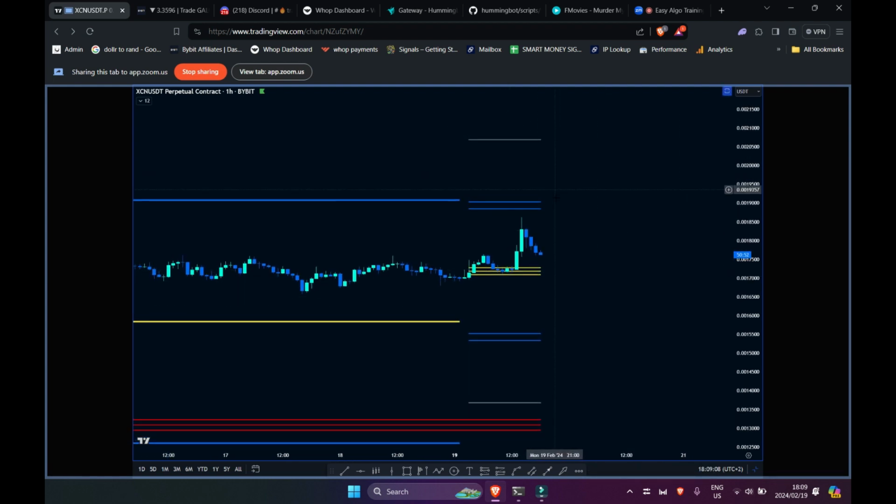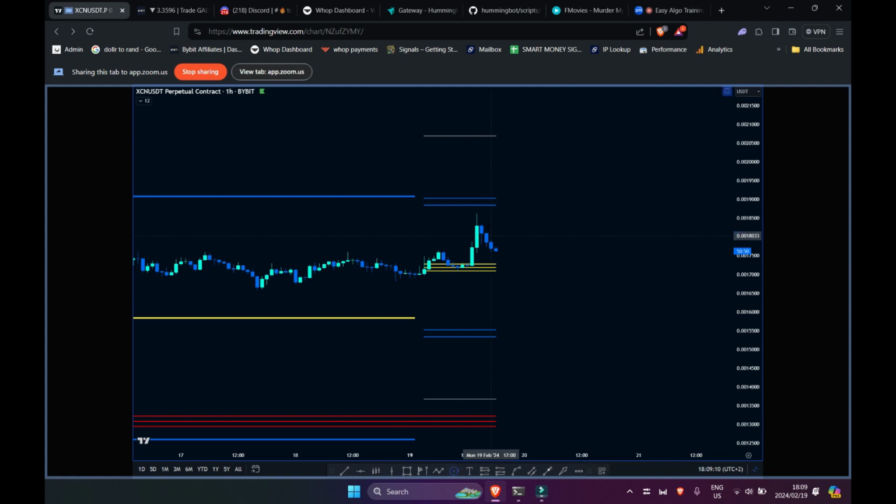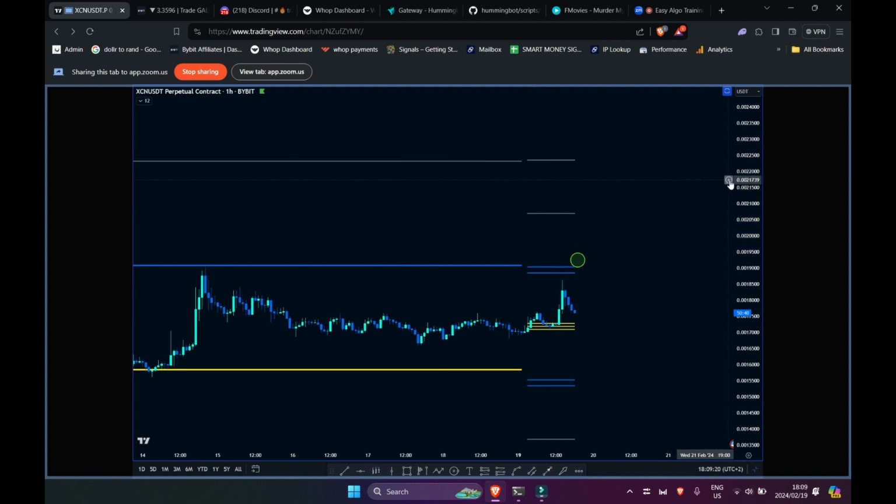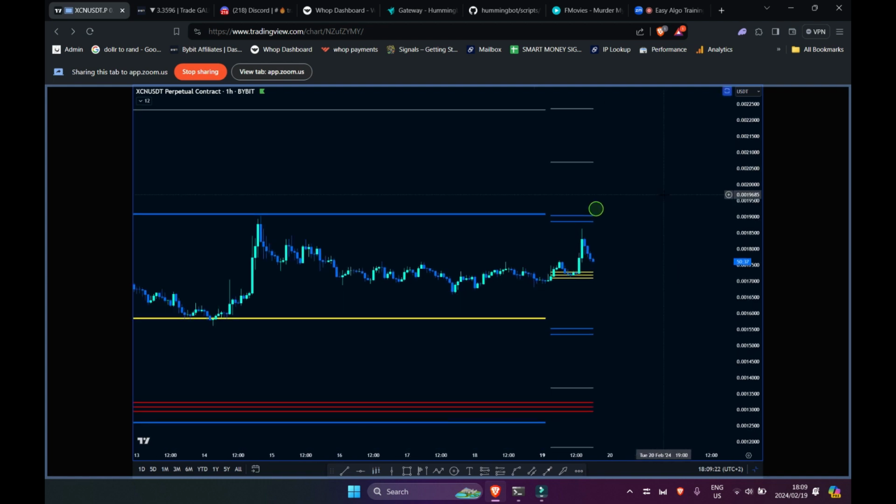If it holds this grid, it could be fantastic. Or if price breaks above these two blue lines, that could be a very nice entry. If it breaks between here, we could get a nice 8 to 17%. So just keep this one on your radar.